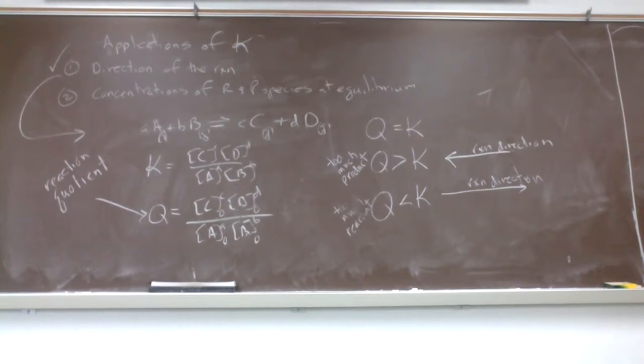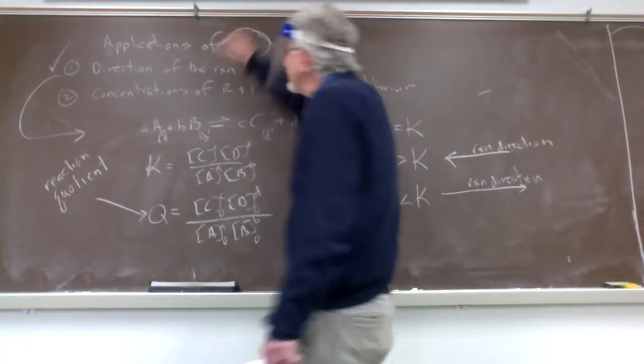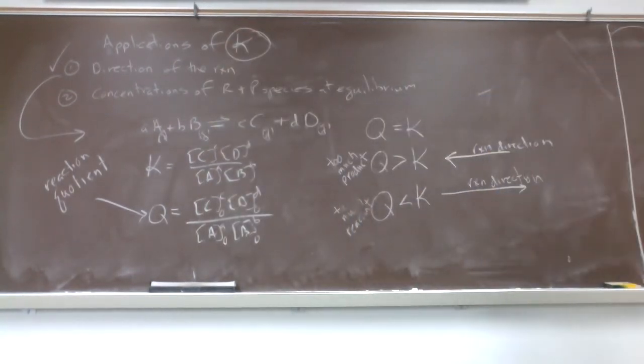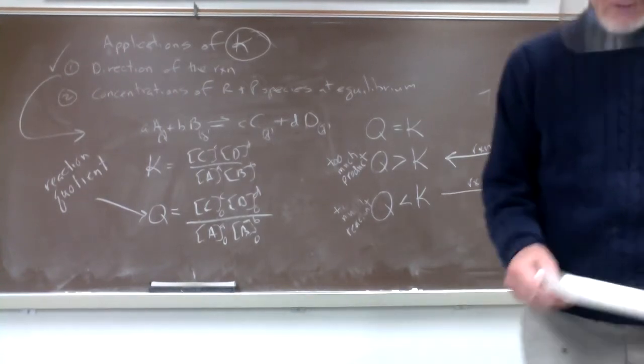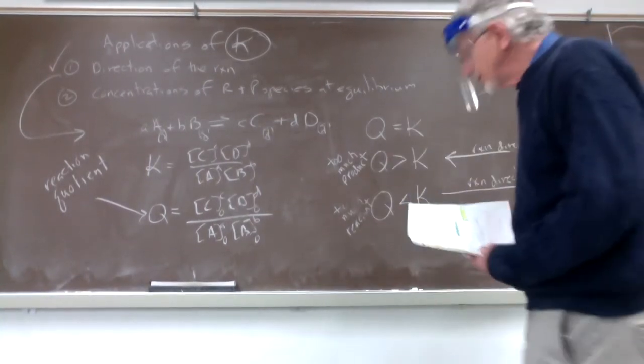So in order to make these comparisons, we have to have both Q and K. We can't just work with just K. That's right. You have to know what K is. If you know the value of K, then any particular combination of reactant product concentrations you put together, you can evaluate it and determine which direction that reaction will have to run to get to equilibrium. Okay. Make sense? All right, let's look at an example.